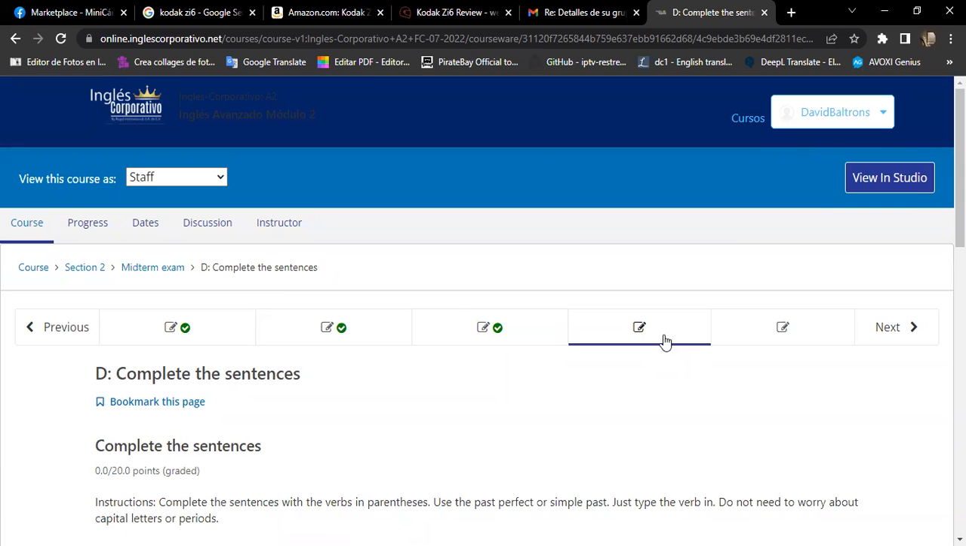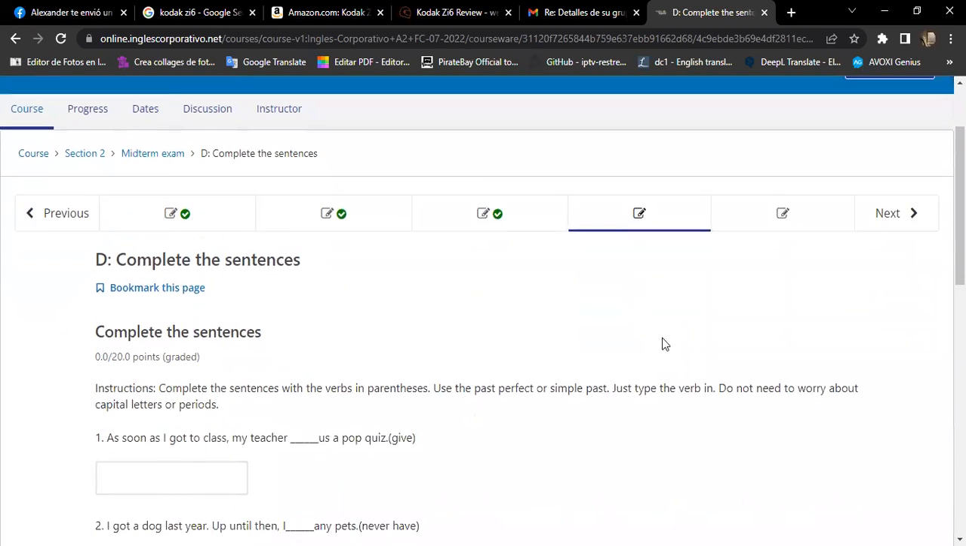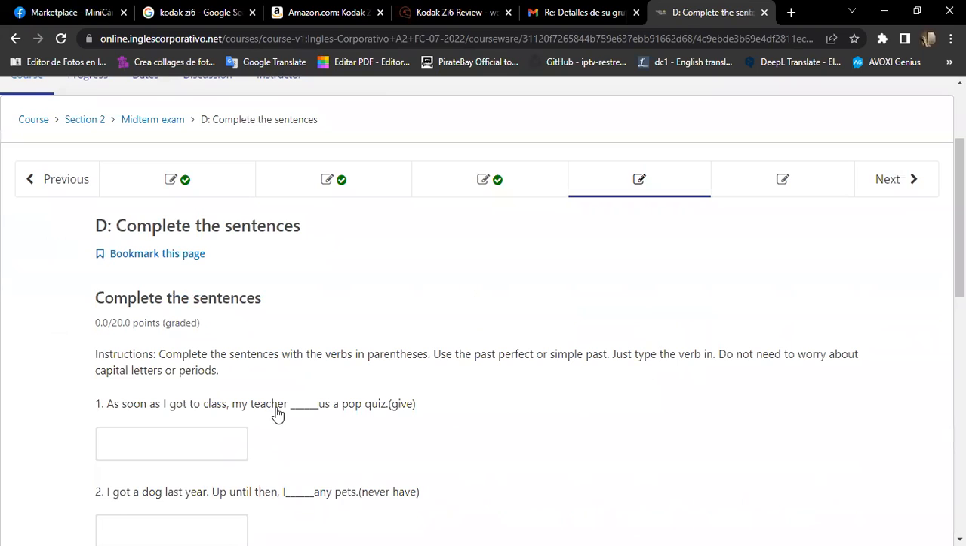Next, it says complete the sentences. Instructions: complete the sentences with the verb in parentheses. Use the past perfect or simple past. Just type the verb in. Do not worry about capital letters or periods.